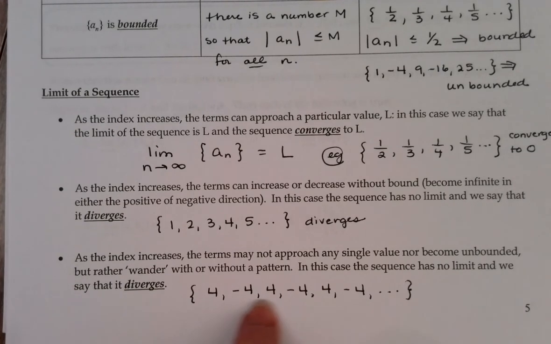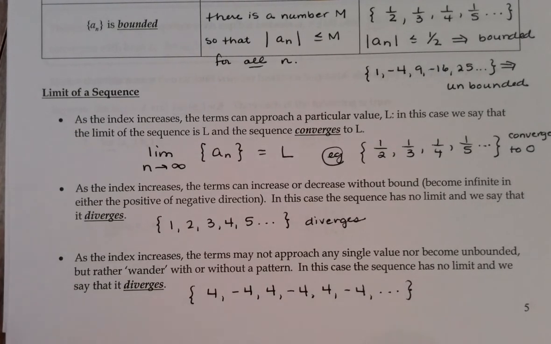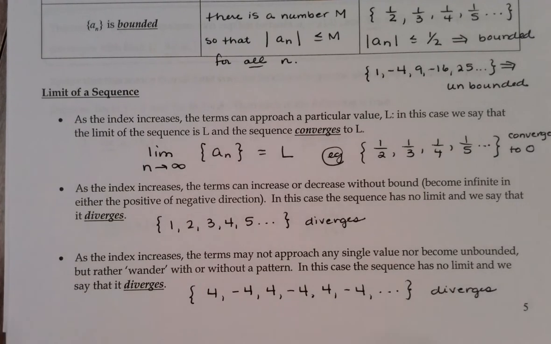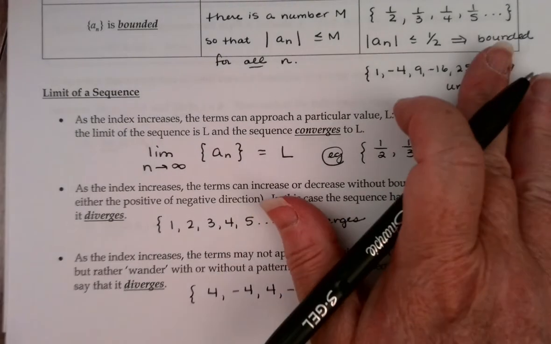It's not approaching any one value, right? It just keeps on going back and forth between +4 and -4, but it's not approaching either one of them permanently. It doesn't get unbounded. It doesn't get infinitely large or infinitely small. But because it kind of wanders without doing either of those things, in this case with a pattern, we say it diverges. All right, so those are the ideas of sequences converging or diverging.